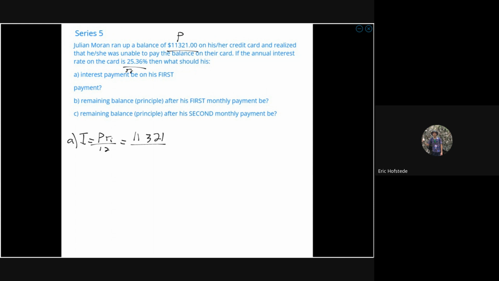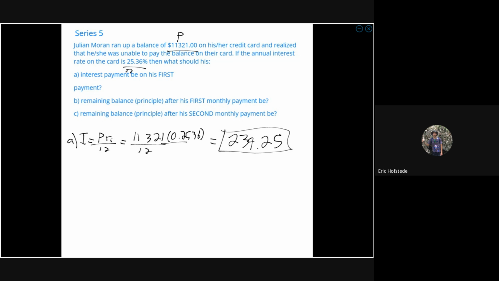11,321 divided by 12. Sorry, we forgot the interest rate, 0.2536. All right, punch that in: 11,321 times 0.2536 divided by 12. He owes interest of $239.25. That is actually the answer to part A. 1 out of 3 done.